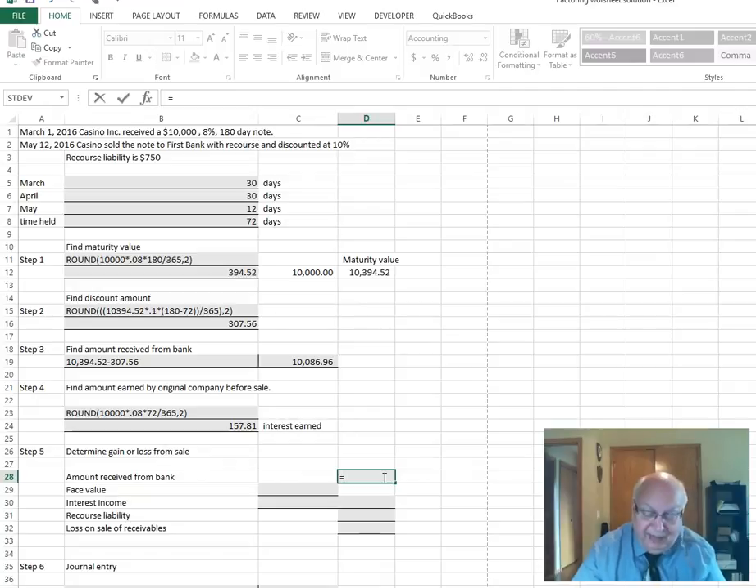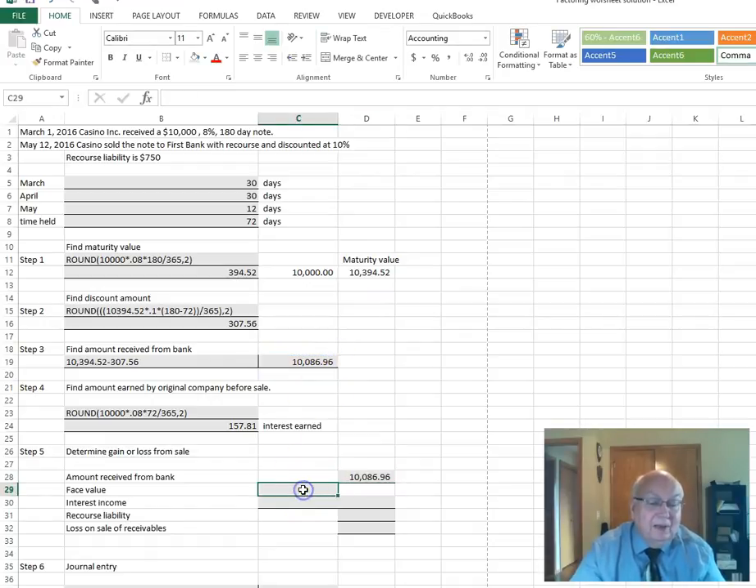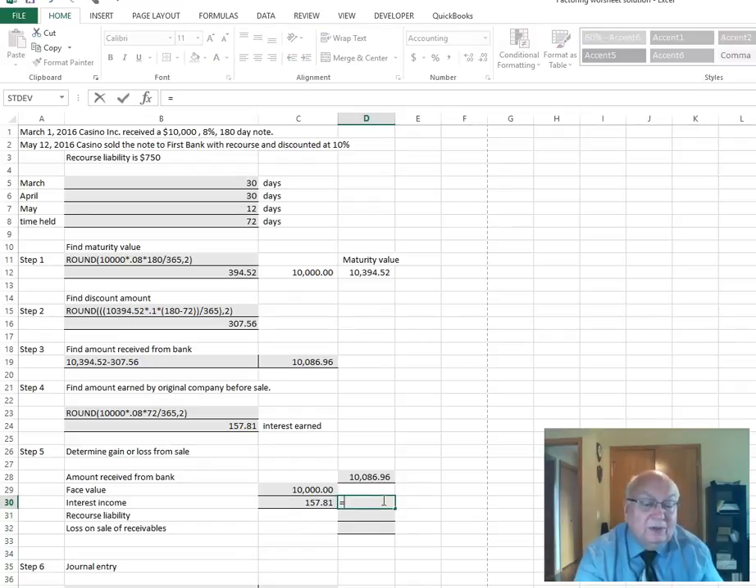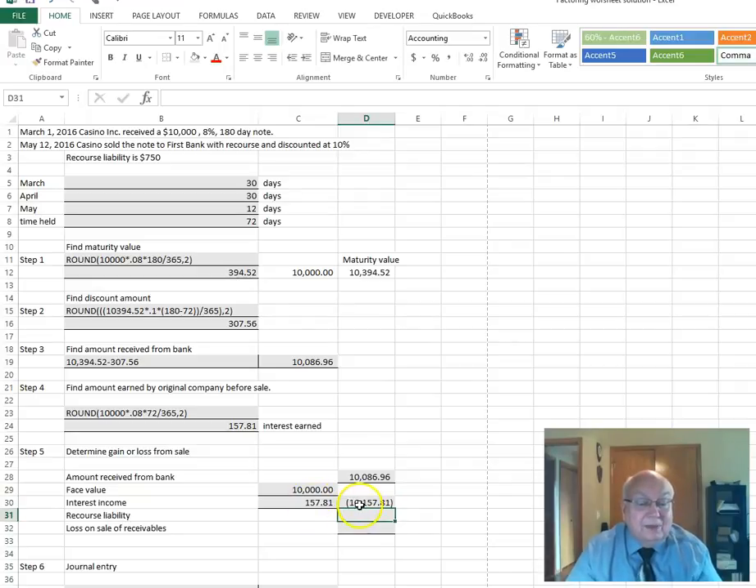The amount received from the bank is the maturity value. You're getting this amount, that's what you're receiving from the bank. The face value was $10,000. The interest you earned was $157.81, which we just calculated. So this is equal to a minus $10,157.81, because we're going to subtract these two and find out what our loss is.